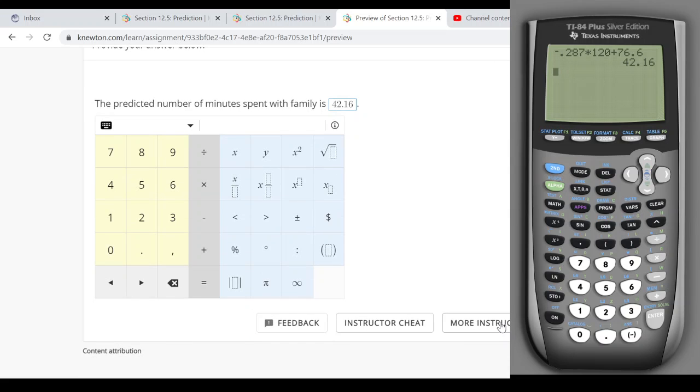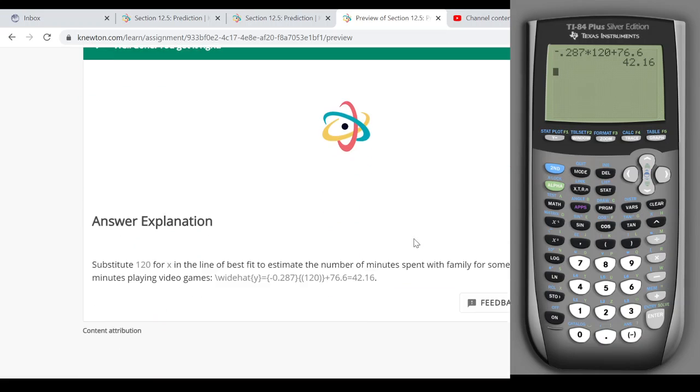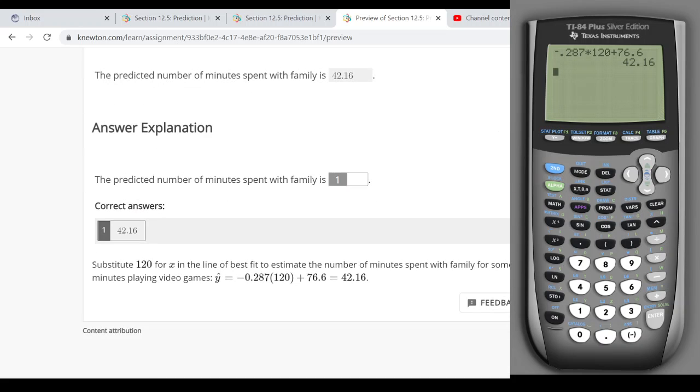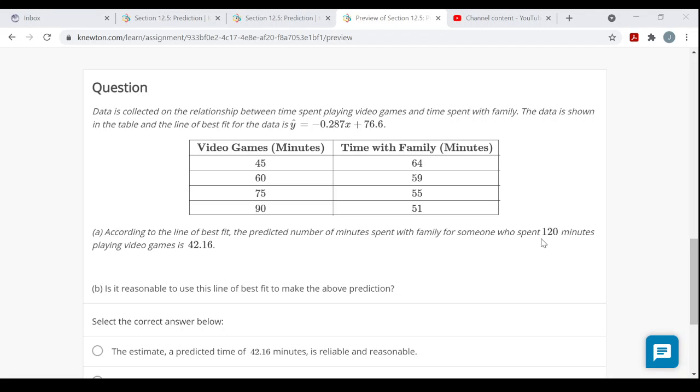Now what I just did, I'll submit this. Great. Let me go through the answer explanation. Now that was part A, so there's going to be a second part to this problem. What I just did was called extrapolation, because the value I plugged in, 120, is not within the realm of my inputs here, not within my data values. It's bigger than 90.